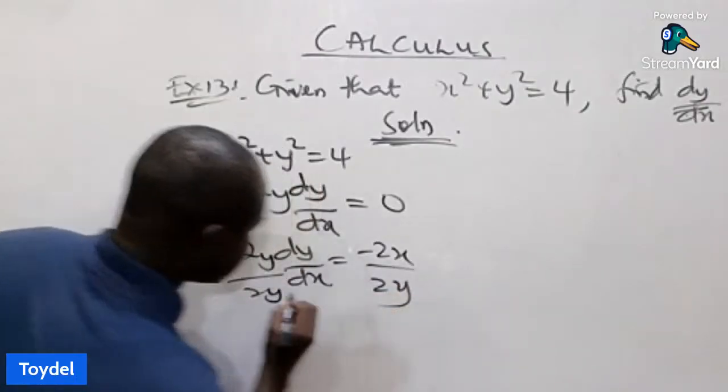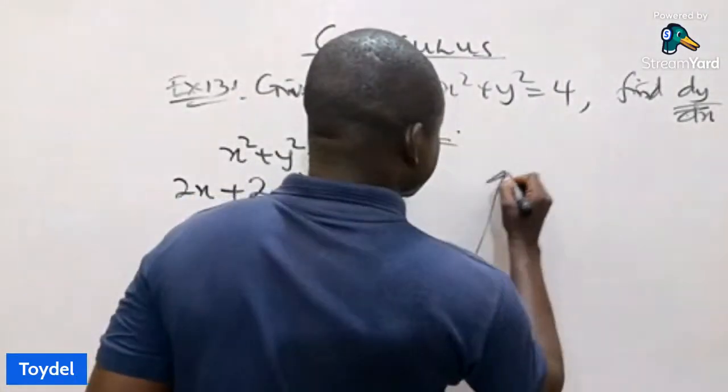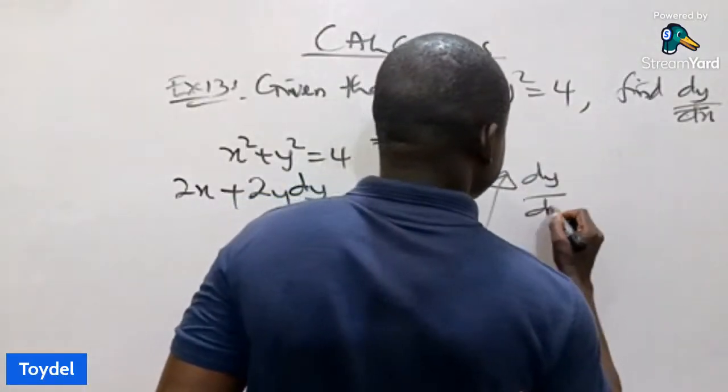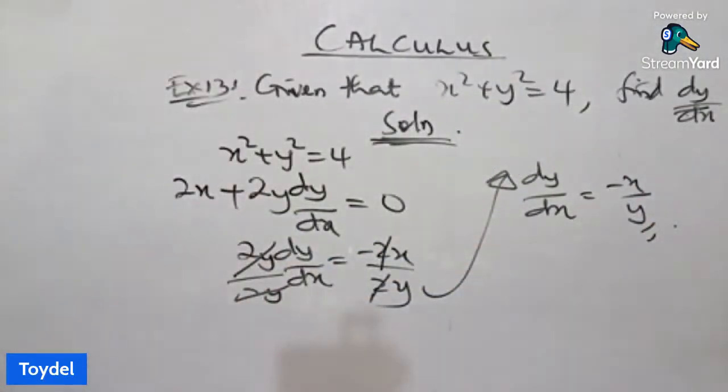I will divide both sides by 2y. 2y will take care of 2y, 2 will cancel 2. At the end of the day, we are going to get dy dx equal to minus x all over y. So this example 13 is an example under implicit differentiation, differentiation in which we have both the dependent and independent variables together. So that is implicit differentiation.